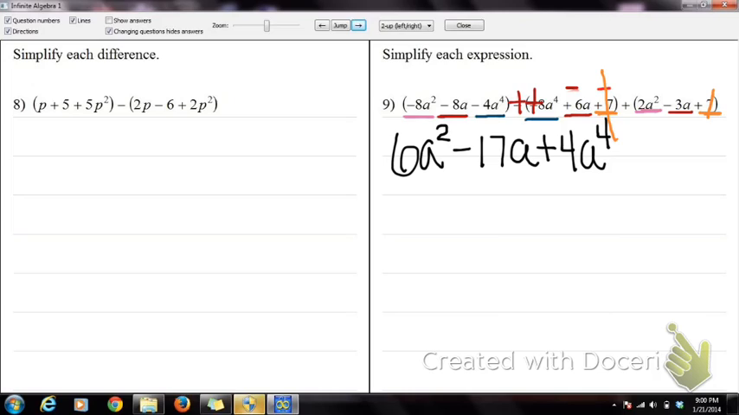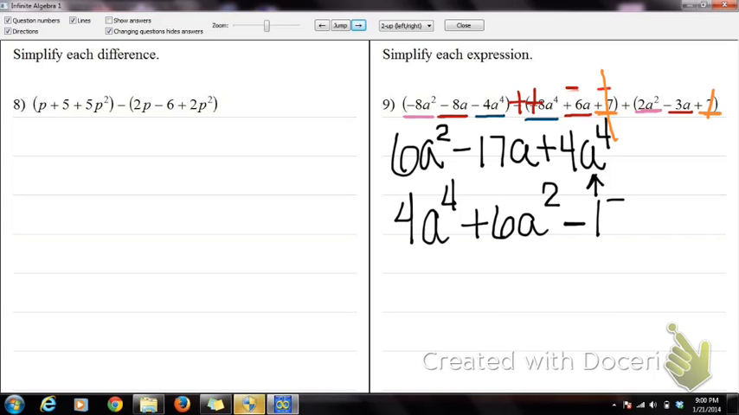We have a squareds, we have a, and we have a to the fourths. We've covered everything. We need to make sure they're in order like the exam will have them, in descending power. So with the highest power of a to the fourth, we're going to have to put that first, 4a to the fourth. Our second highest power is a squared, so we're going to put that next. And our third highest is a. And we were left with no constants. This would be our final answer.